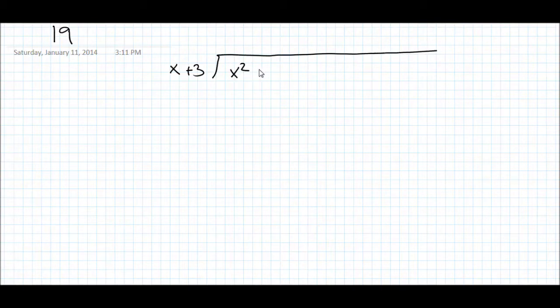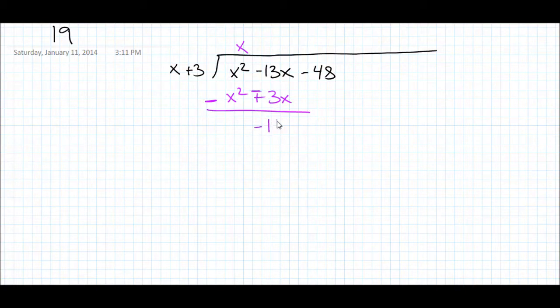Go on, number 19. Okay, divide these. So our divisor is x plus 3. And what we're dividing is x squared minus 13x minus 48. Okay, we've got to get that to look just like x squared, so we're going to multiply it by x. It's going to give us x squared plus 3x. Change our signs. So that's going to be negative 16x. We're going to drop down the negative 48.